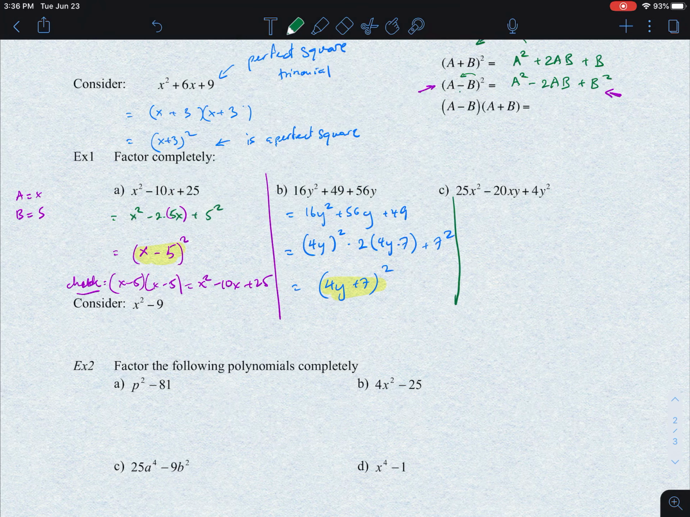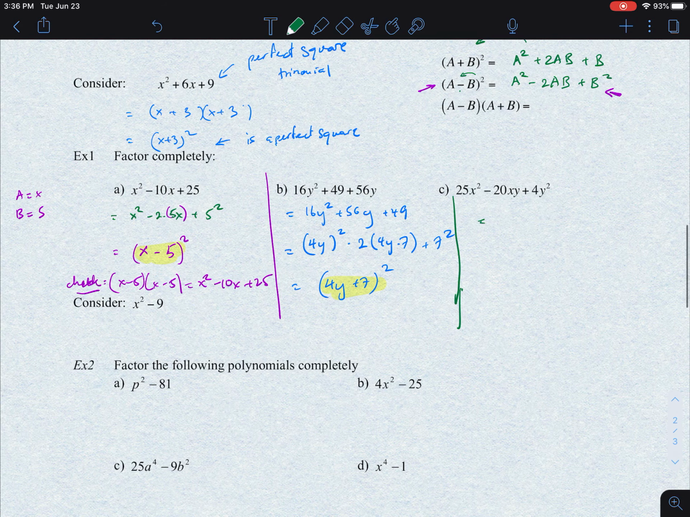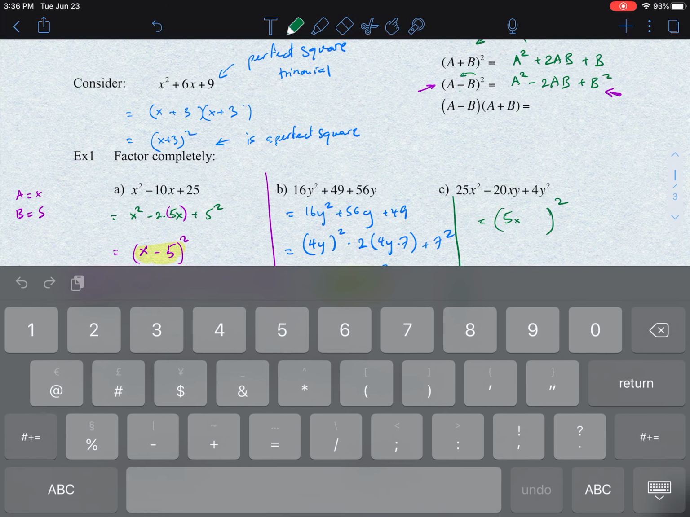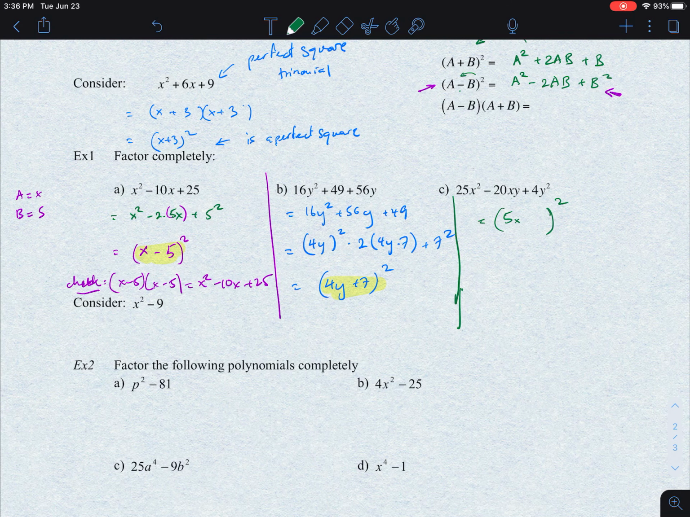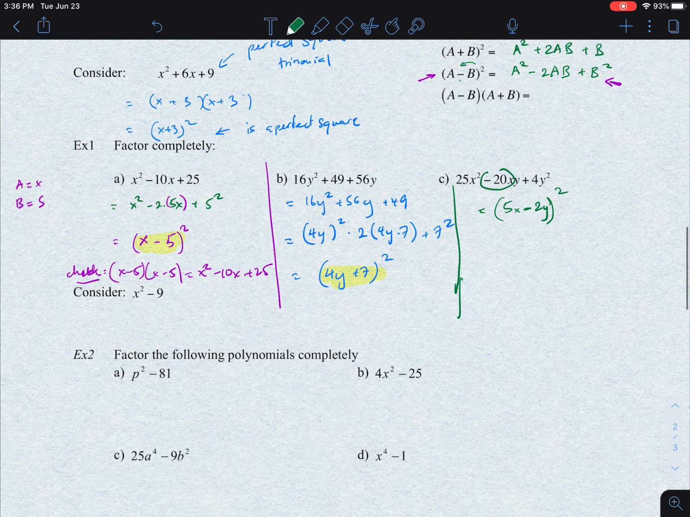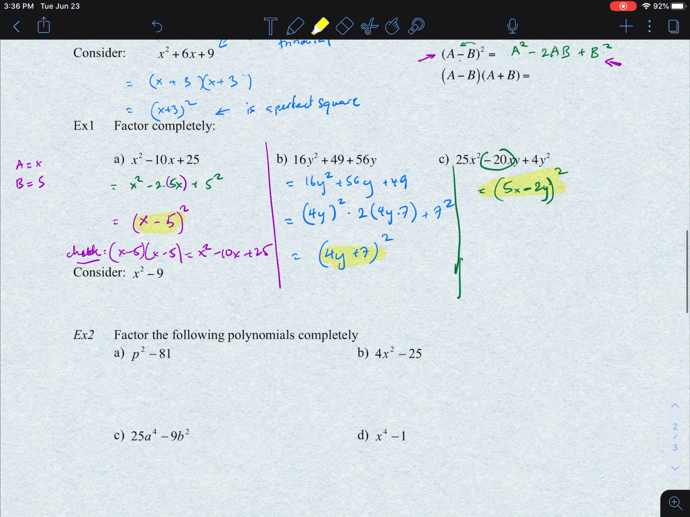As you do more of this, you get better. But again, like I said, with the perfect square trinomial, we don't really need to know the formula. We can just factor using the guess and check or the trial and error method. But anyway, in part C here, 25x squared minus 20xy plus 4y squared. So this is going to be 5x for the a, b is going to be 2y, and then we're going to have a negative in the middle because the middle term is negative. So that factors into that.